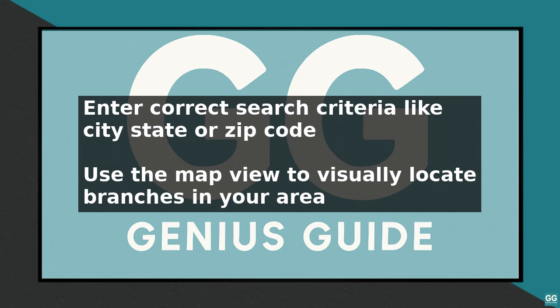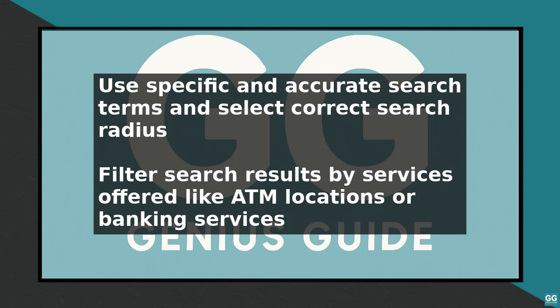When resetting the branch locator, make sure to enter the correct search criteria, such as the city, state, or zip code, to get accurate results. You can also use the map view to visually locate branches in your area. To get the most out of the branch locator, use specific and accurate search terms, and make sure to select the correct search radius to get results that are relevant to your location. You can also filter search results by services offered, such as ATM locations or banking services.